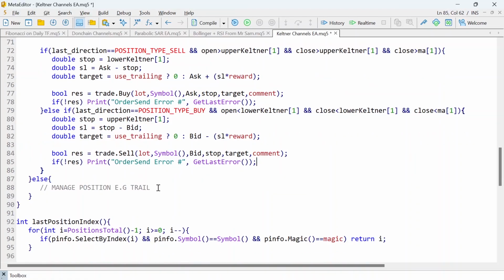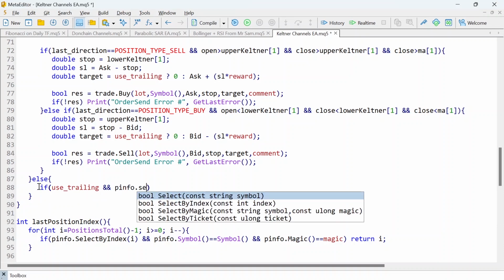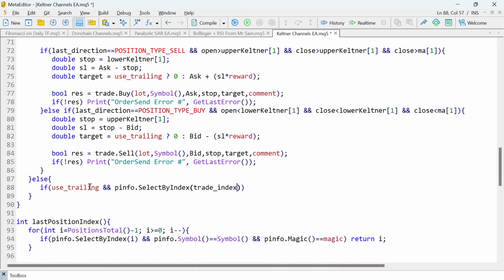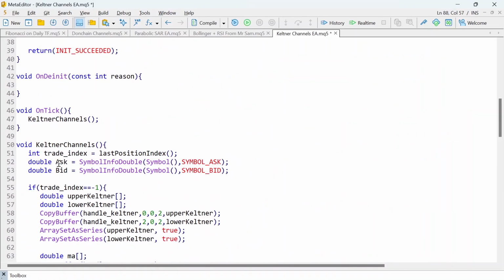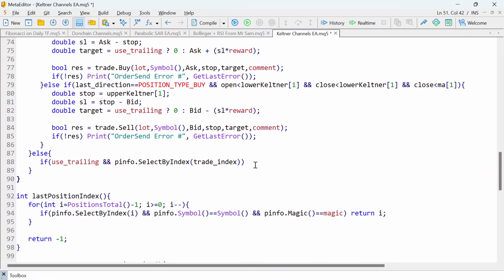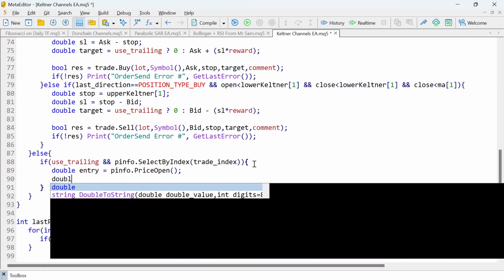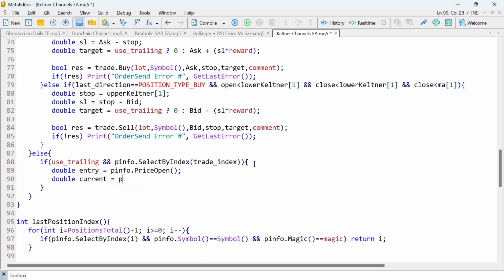So that is that. Now I need to trade. So before I can consider trading, I need to confirm if the user wants to use trading. Then, if true, I want to select the last position, and this is the index of the last position, which we are getting from this particular function, right? After selecting that, before we do that, let's quickly get values like the entry price of the position. You can say P price. Then I want to get the current price as well, price current.